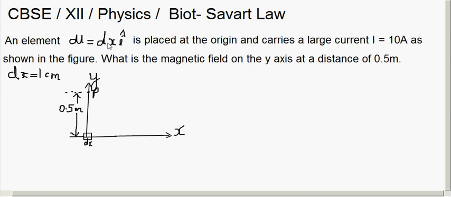An element dl equal to dx i, this is the current element, is placed at the origin and carries a large current I equal to 10 ampere. The current direction is along the x-axis because it is given dx i. What is the magnetic field on the y-axis at a distance 0.5 meter? Also the current element dx is equal to 1 centimeter. We can use this Biot-Savart law to find out the magnitude first.